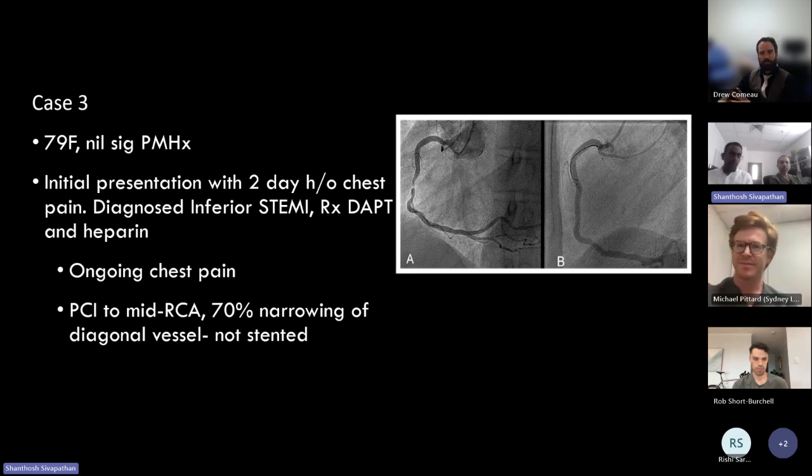So we've got a 79-year-old female with no previous significant past medical history. Initially presented with a 2-day history of chest pain, diagnosed with an inferior STEMI, was treated appropriately with dual antiplatelet therapy and heparin, had ongoing chest pain, had subsequent PCI to the mid-RCA.